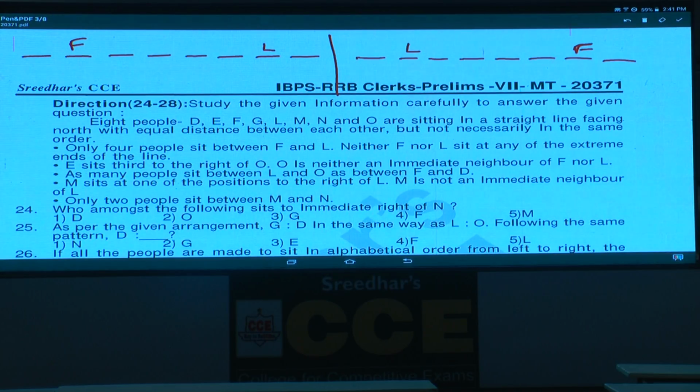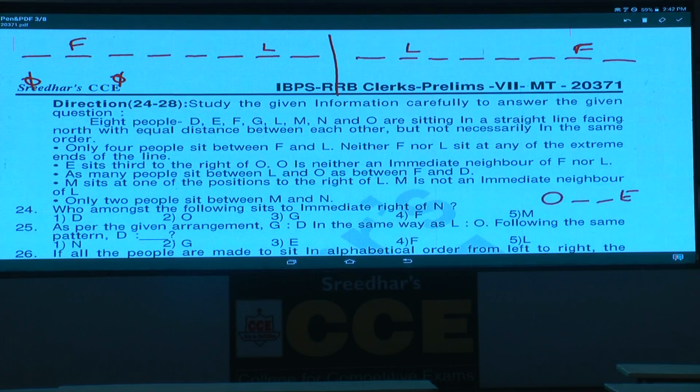Neither F nor L sits at any of the extreme ends of the line, and E sits third to the right of O. O is neither an immediate neighbor of F nor L. Since O is not an immediate neighbor of F or L, O cannot be here, and cannot be here.